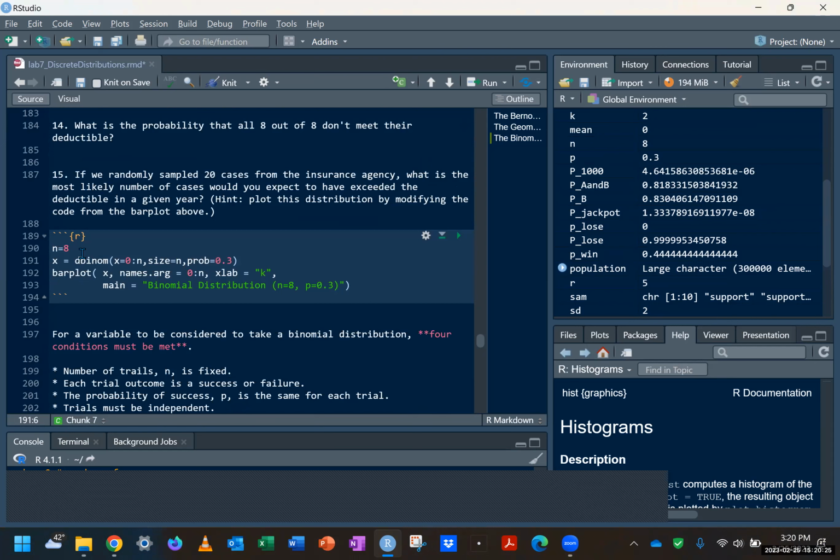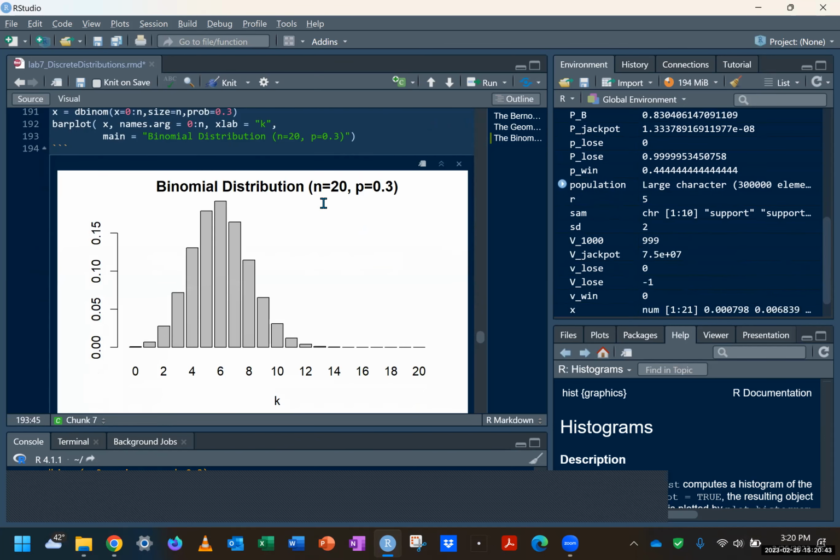Say n is 20. Probability of success is 0.3. So meeting the deductible is the same as exceeding. And we're just going to change this to n equals 20. So it looks like, according to this distribution, 6 is going to be the most likely.